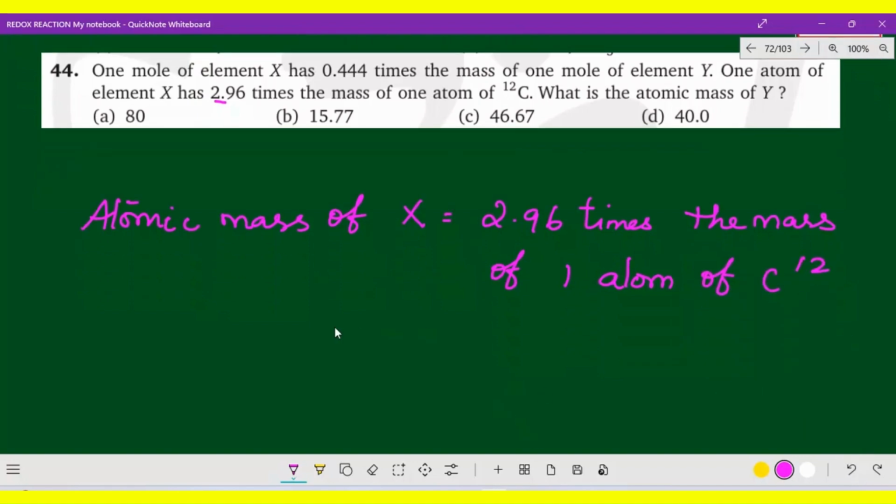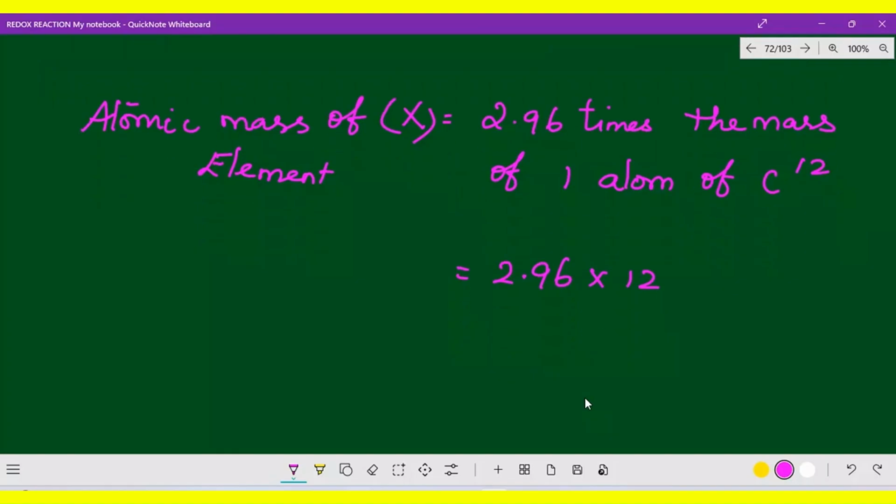So X equals the atomic mass of an element, X, right? So this is actually 2.96 into 12, since carbon's atomic mass is 12. So you will get the atomic mass of the element X. What atomic mass will you be getting? You'll be getting around 35.52, right? AMU or gram per mole, either way.